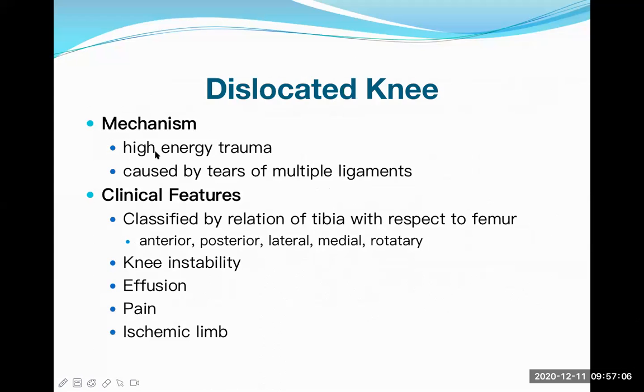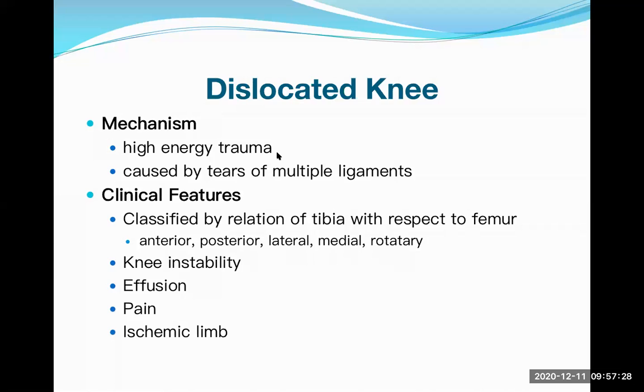The mechanism of dislocation of the knee would be high energy trauma because this is a strong joint. This is a modified type of hinge joint. And what are the components of this knee joint? Let me hear the answer once again. The components of the knee joint, what are those? How is the knee joint formed?